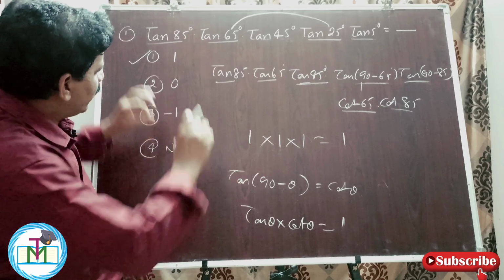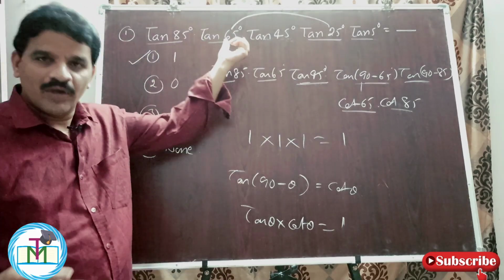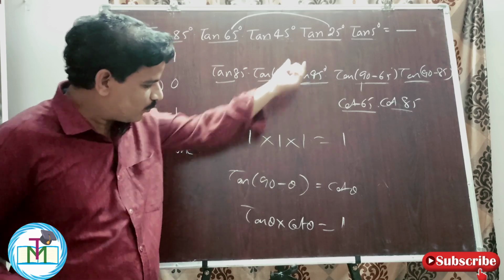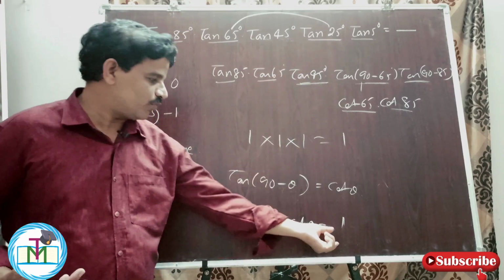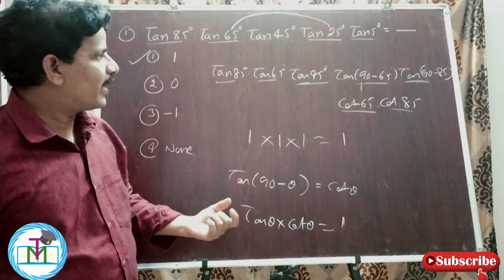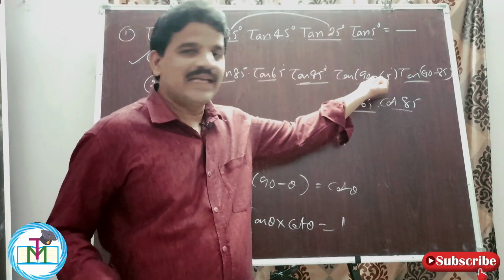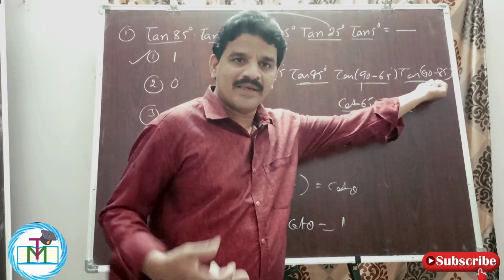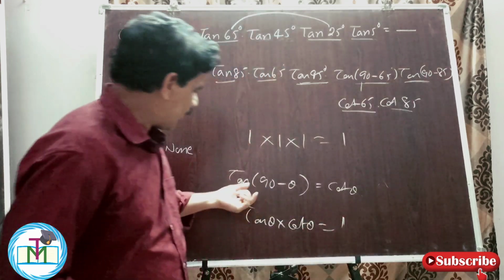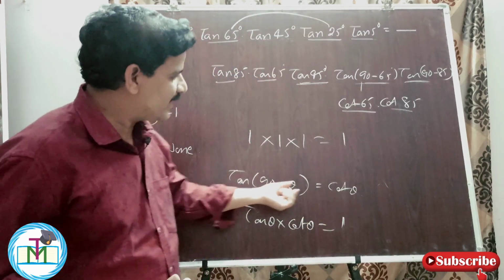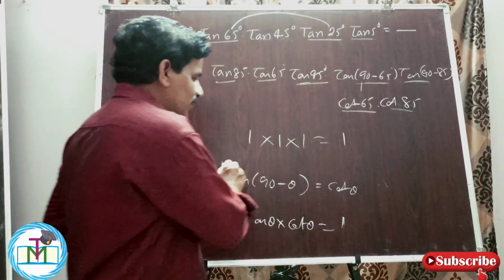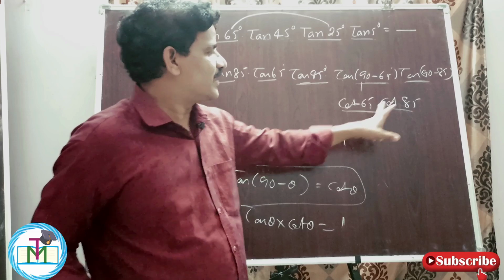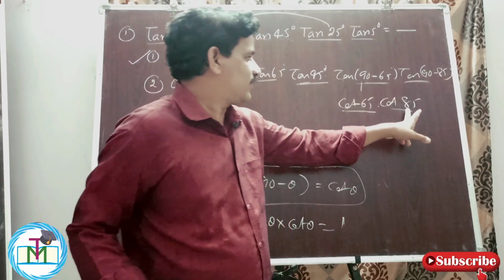This is very easy. The moment you look at that question, you should notice that all terms are tans. Therefore we should get tan into cot to get 1. To get cot, what do we write? 25 can be written as 90 minus 65, and 5 can be written as 90 minus 85. After that we apply the formula tan of 90 minus theta is cot theta, a very important formula. So tan of 90 minus 65 is cot 65, and tan of 90 minus 85 is cot 85.